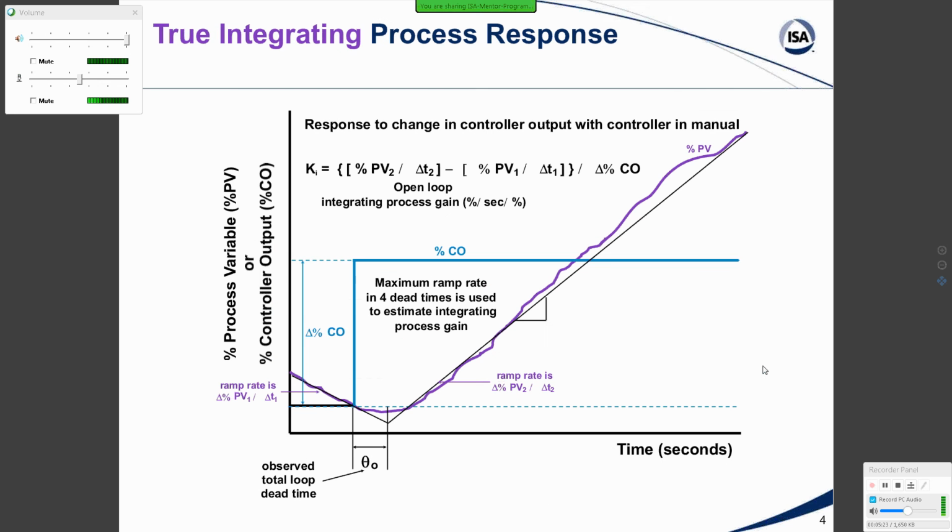A true integrating process doesn't reach a steady state if the controller is in manual, and it just continues ramping. In fact, once you put the controller in manual, it'll be ramping. And so you make a change in controller output, what you're going to see is a change in ramp rates. And so the open loop integrating process gain really is based on that change in ramp rates divided by the change in controller output.